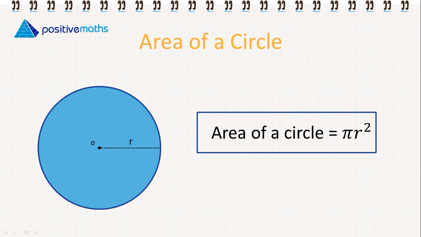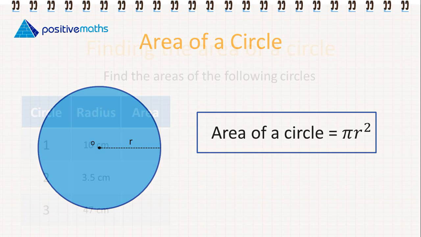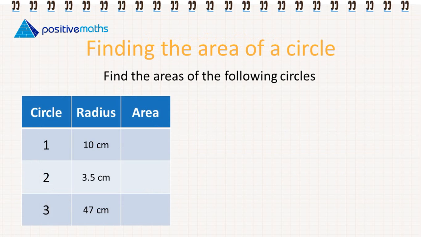Like with the circumference, with any problems using pi, we will usually be given the approximate value to use. So pi is either going to be 22/7 or 3.142, or sometimes just 3.14. So let's look at a few problems. We need to find the areas of the following circles.